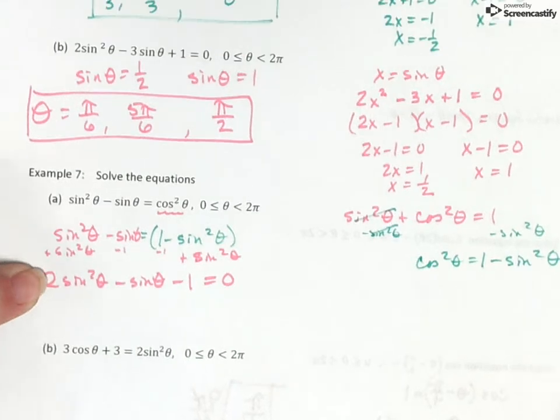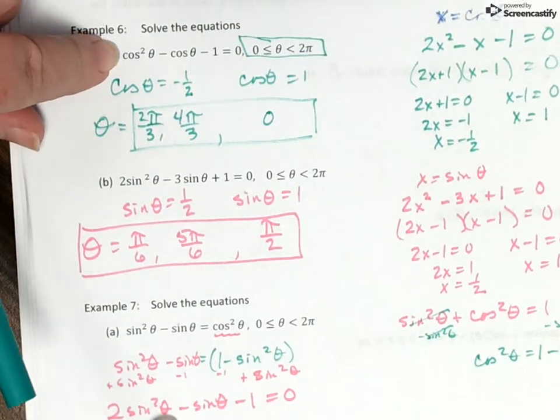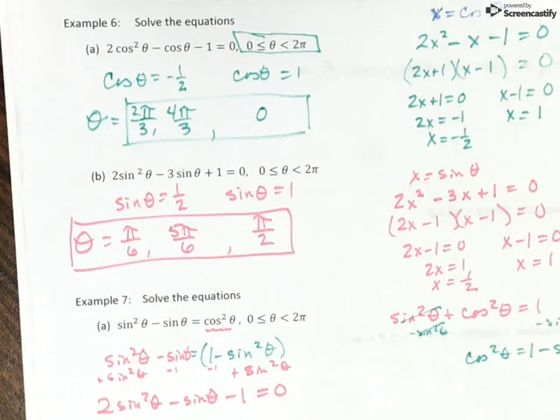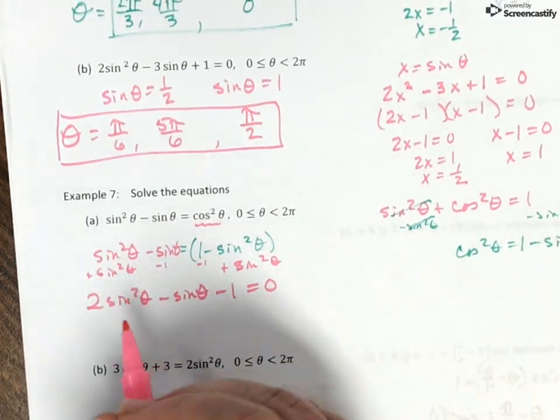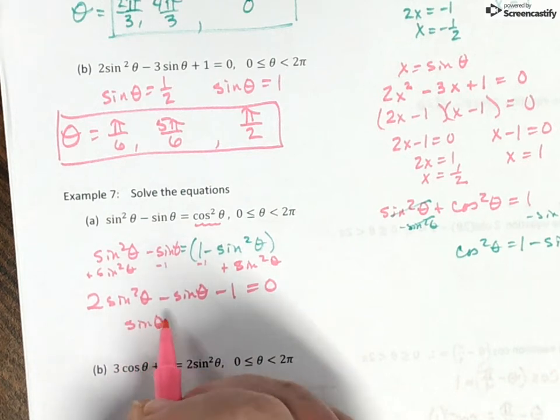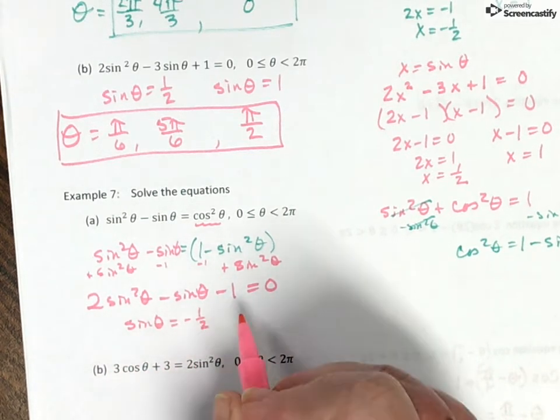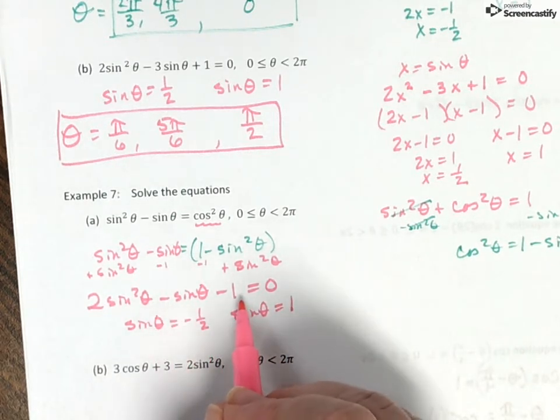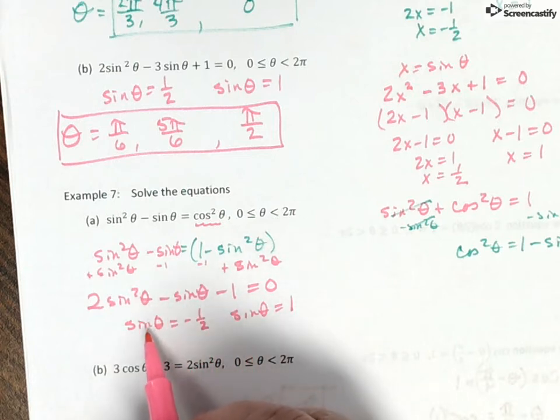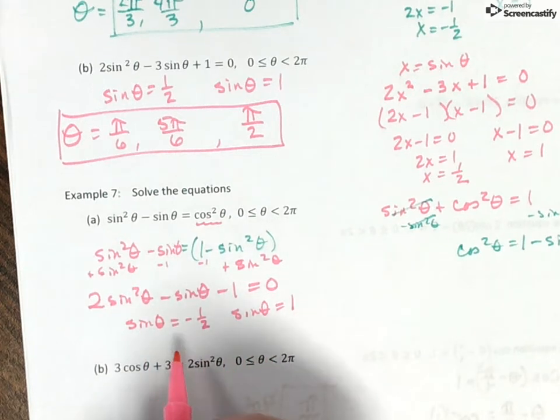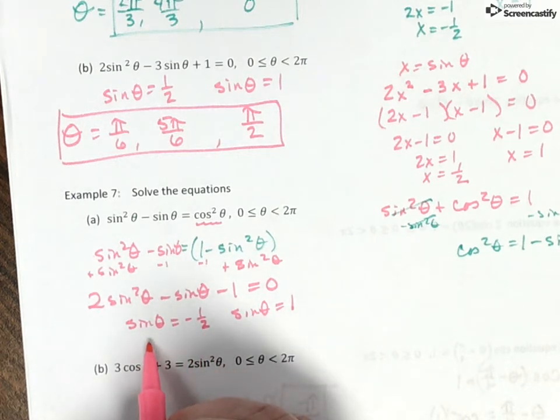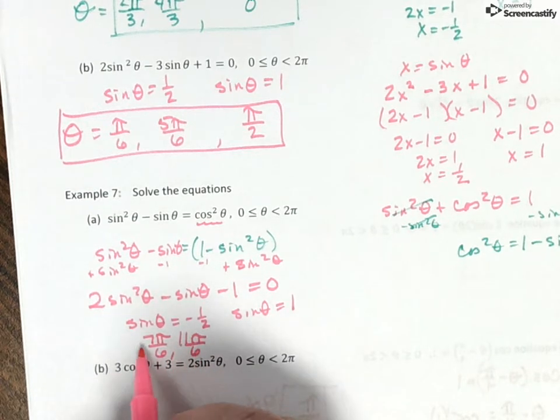Now look up at the problem we did before. Except for the fact that the word is cosine instead of sine, it's the exact same problem, which means that the factors are going to be the same. Sine of theta equals negative 1/2 and sine of theta equals 1. So I factored this problem just like before. I replaced back in with sine of theta, and tell me where that happens. Well, that happens in quadrants 3 and 4. So that's going to be at 7 pi over 6 and 11 pi over 6.